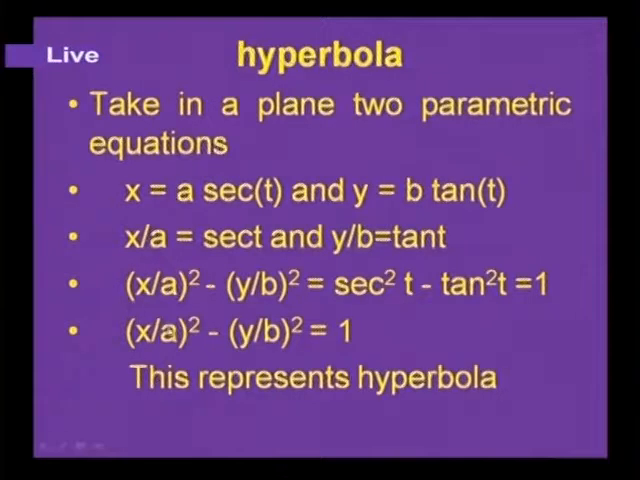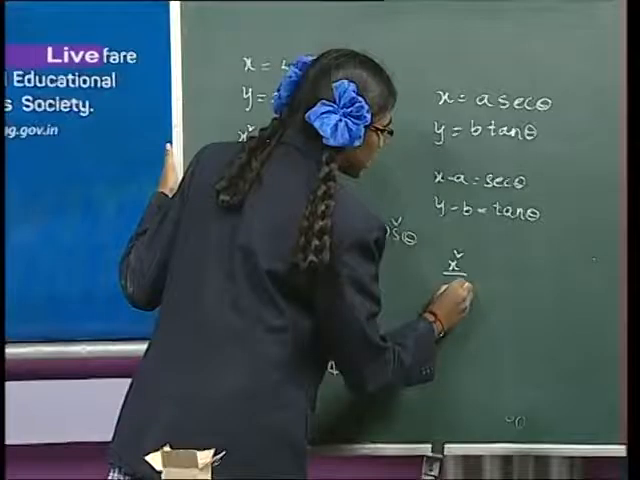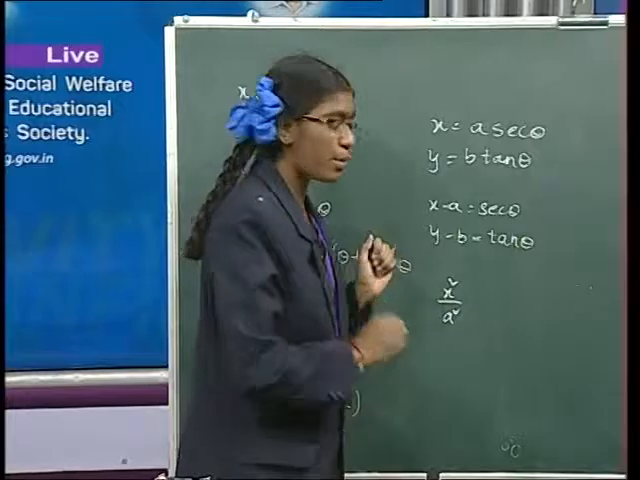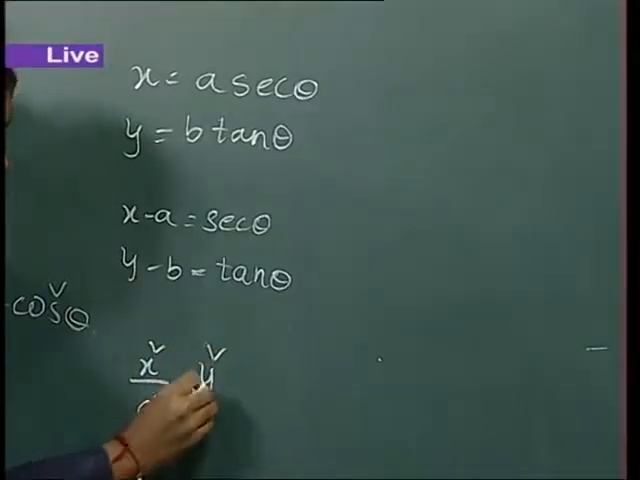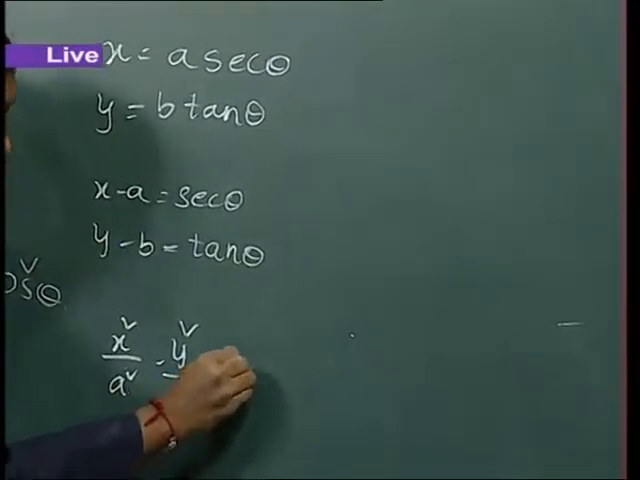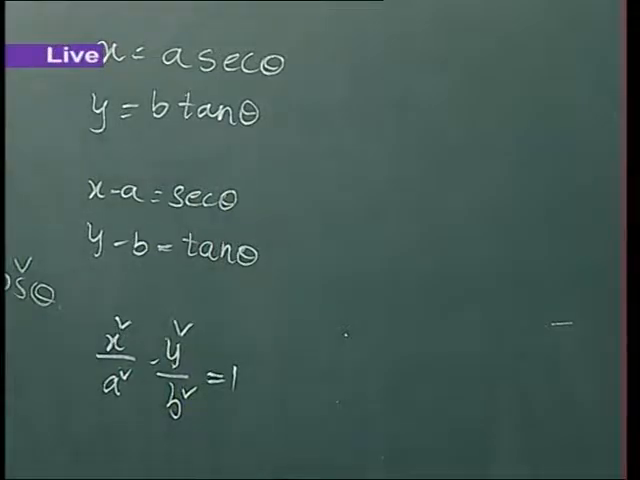So (x minus a) whole square minus (y by b) whole square is equal to 1. We get this equation, it represents a hyperbola. Okay, friends, x square by a square minus y square by b square is equal to 1. It is the standard form of a hyperbola.